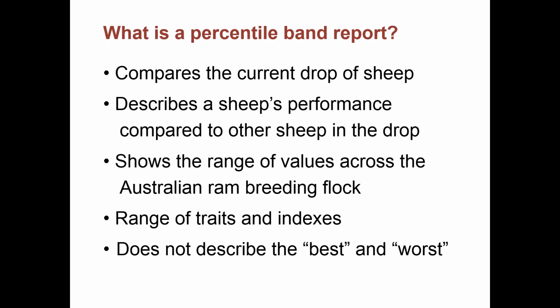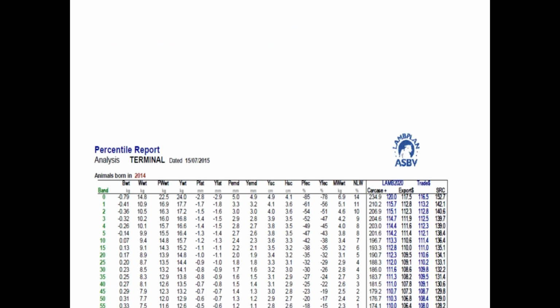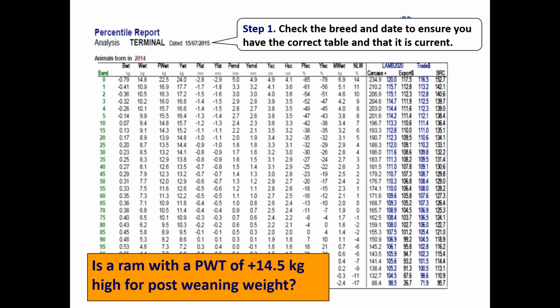One thing some people fall into the trap of is thinking it describes the best and worst. That's not the case. The best and worst is described by your breeding objectives. One case in point we were just talking about is birth weight, where in general the middle of the range is where most people would have their breeding objective, not up the top end of the columns. So don't think about it as best and worst. So, just quickly, how to use it. Make sure that you've got the right breed in, because there's a different one for terminals, maternals, merinos and dorpers.